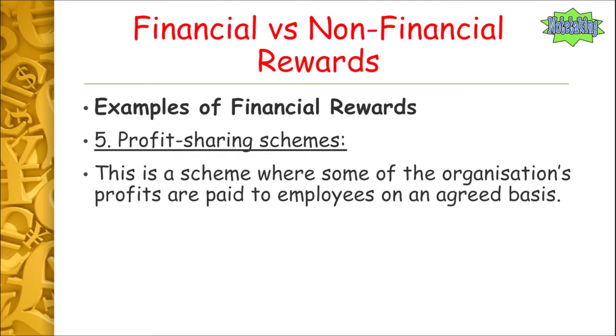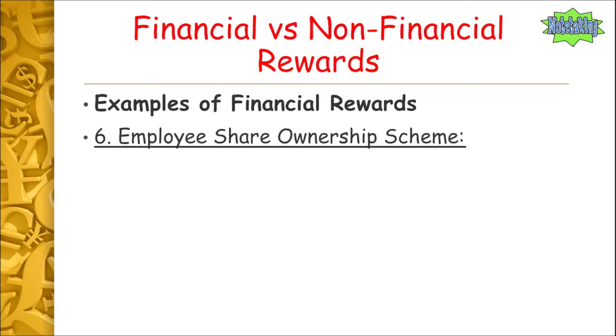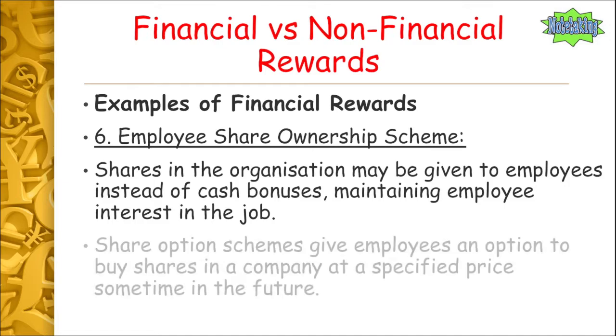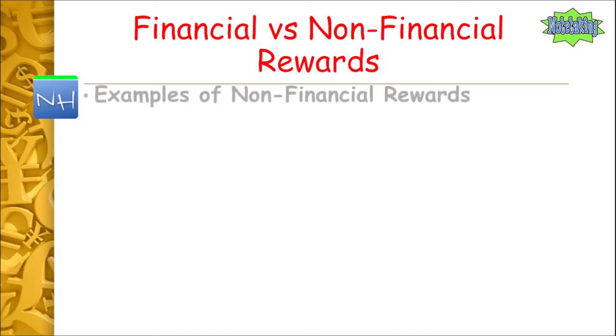And then there are profit sharing schemes. This is where the organisation's profits are paid to employees on an agreed basis. The scheme is usually administered and profits are paid to employees to motivate them to become more productive in the firm. Another one is the employee share ownership scheme, where shares in the organisation are given to employees instead of cash bonuses, and this keeps the employee interested in the job and the success of the firm. Share option schemes give employees an option to buy shares in a company at a specified price sometime in the future.